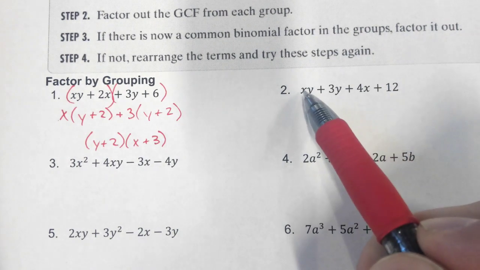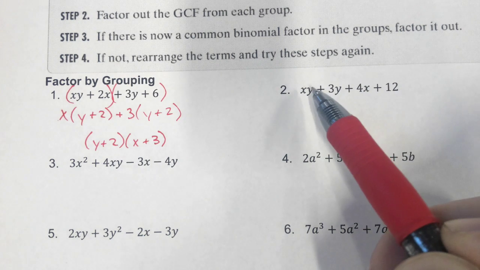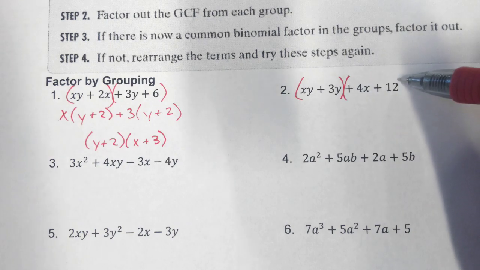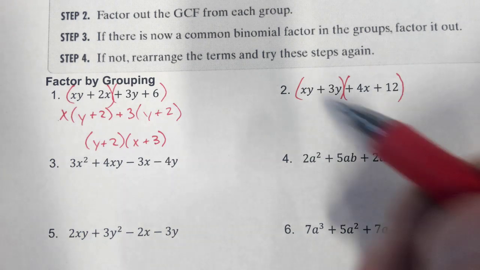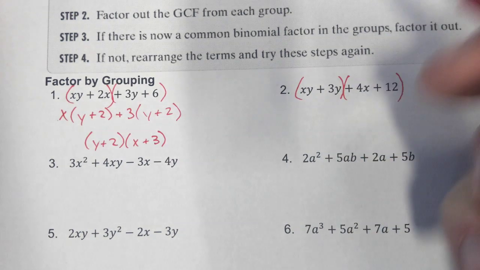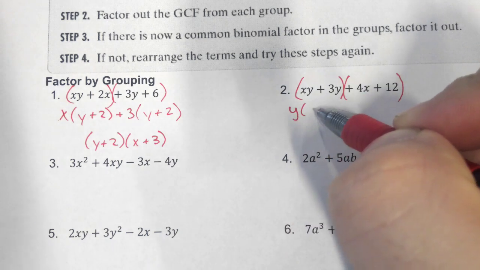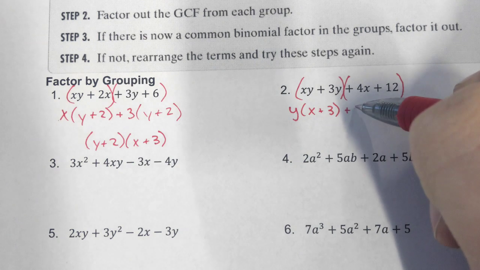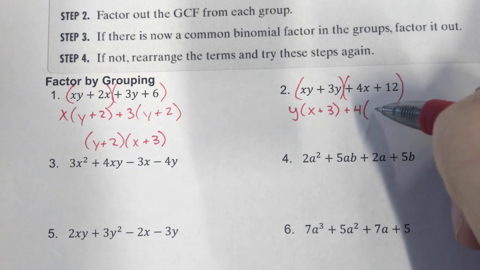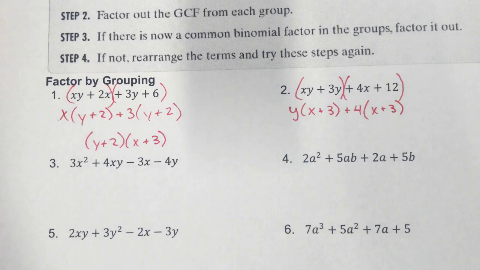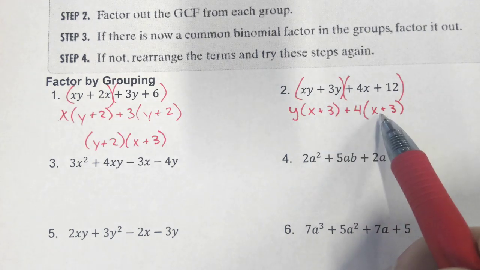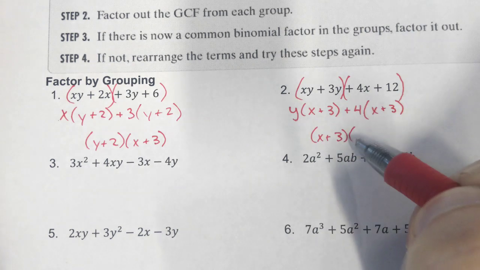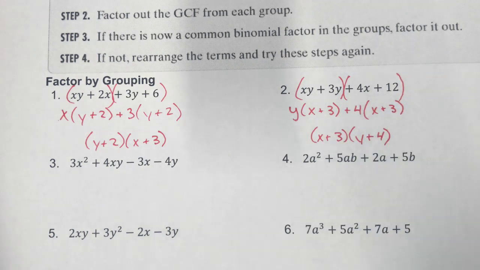Again, first step, is there something that divides all 4 of these? There's nothing that's in common with all of them, so we go ahead and group the first 2 and group the second 2. Looking at the first one, there is a y in common. If we divide that y out, it's x plus 3. And the second one, there is a 4 in common, which leaves us with x plus 3. Again, those parentheses match, so that means we can factor it to x plus 3 times what's left over, y plus 4.